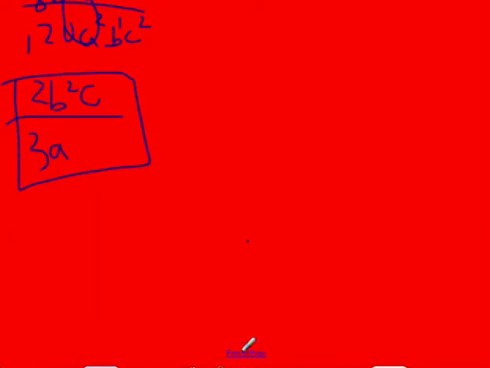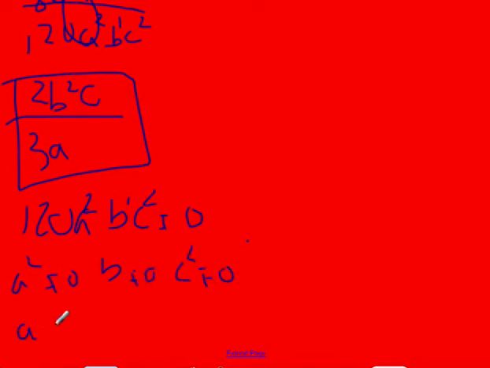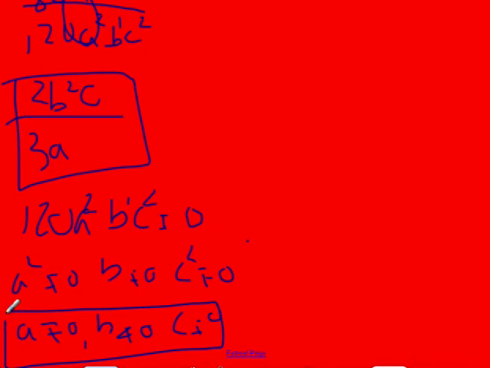Now we need to go ahead and find our excluded value. So we're saying 120 a squared b to the first c squared cannot equal 0. Well, that's only going to be true if a squared is equal to 0, b is equal to 0, or c squared is equal to 0. So now we're saying that a cannot be 0, b cannot be 0, or c cannot be 0. So that's your final answer for number 5.